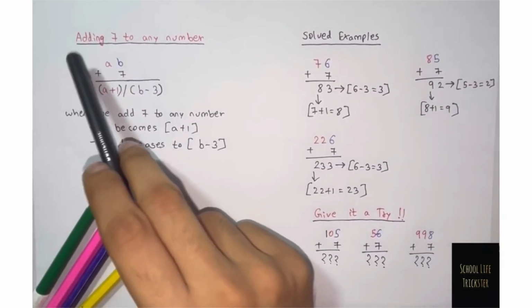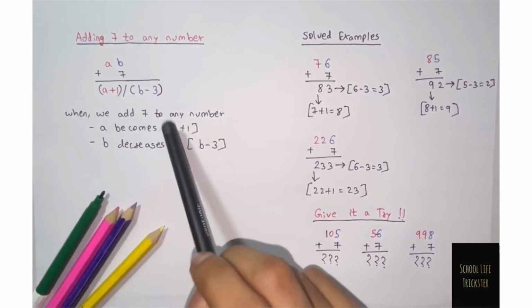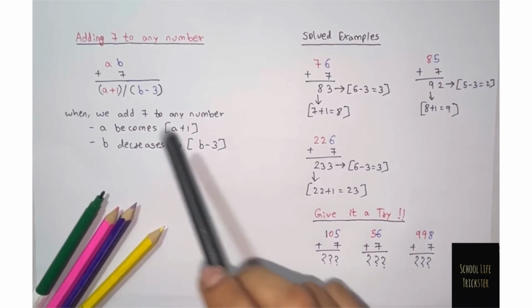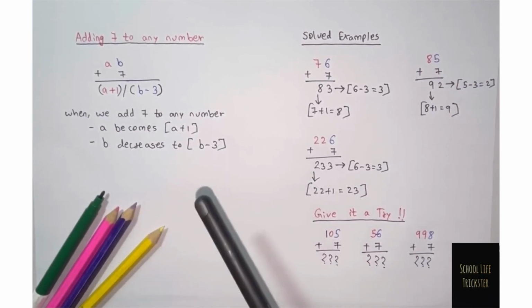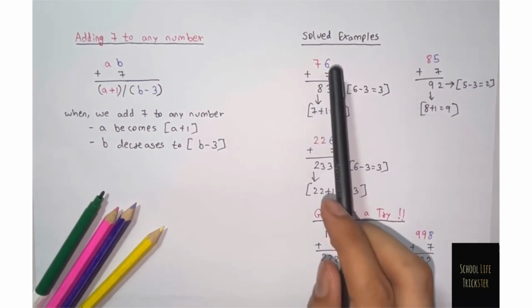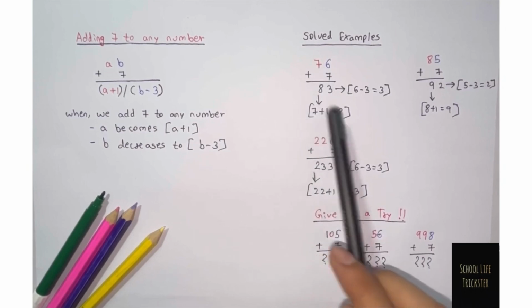Over here adding 7 to any number. So this is the sum. What is it? When we add 7 to any number, the a becomes a plus 1 and b decreases to b minus 3. Let's check it by examples. 76 plus 7 is 83, that is 6 minus 3 is 3, and 7 plus 1 is 8.